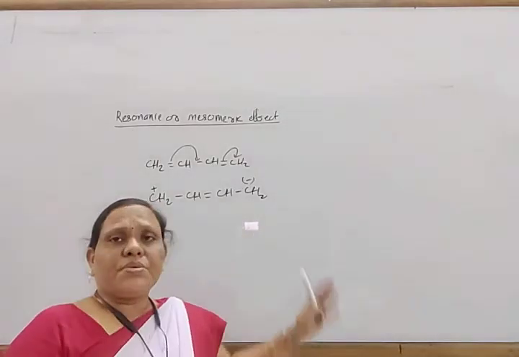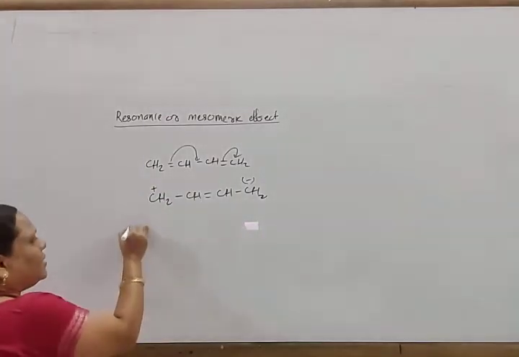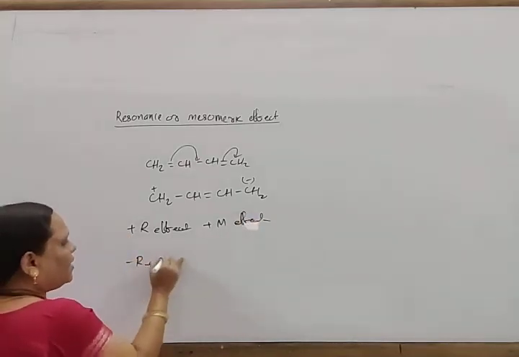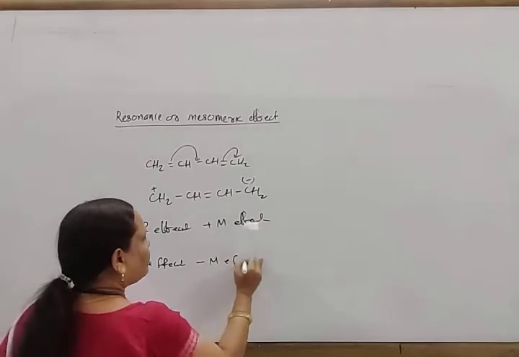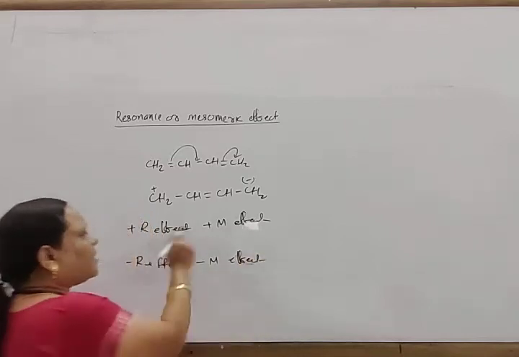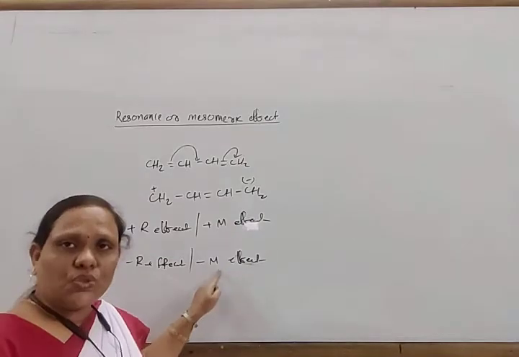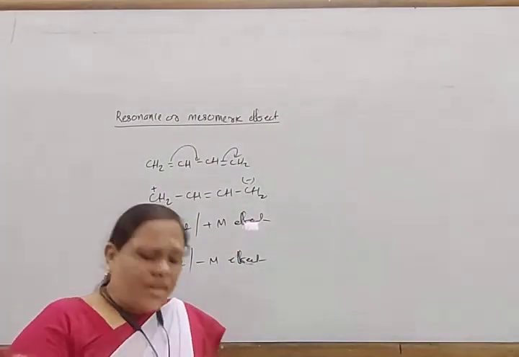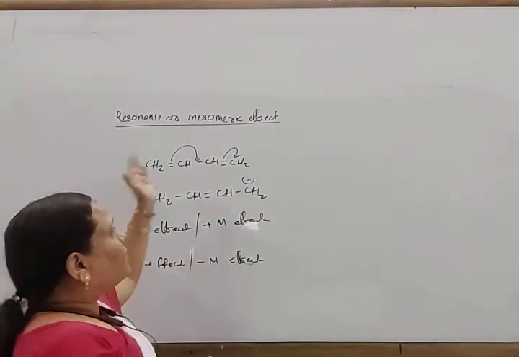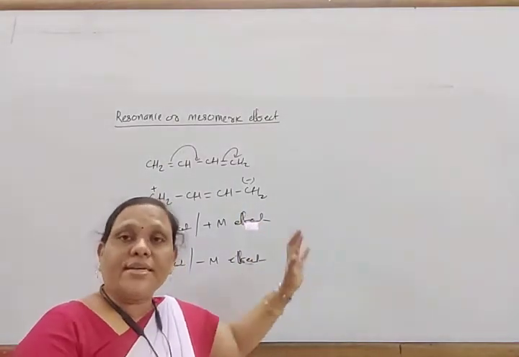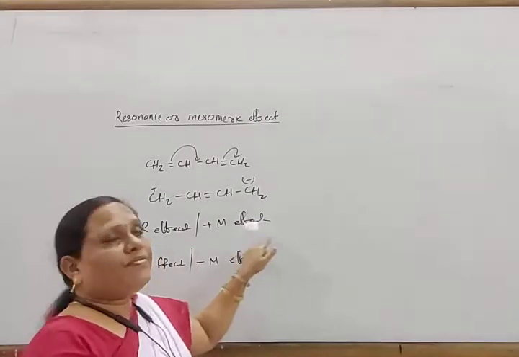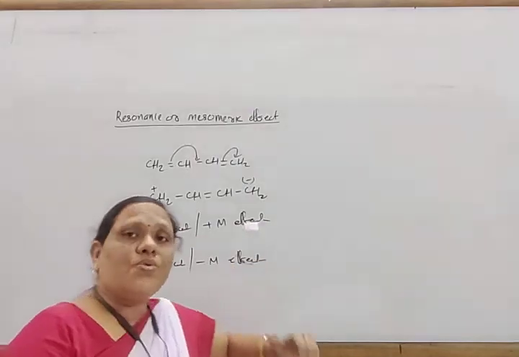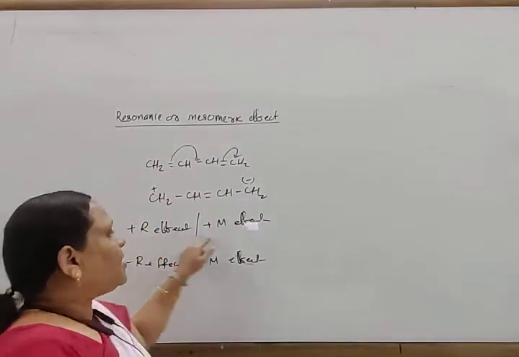This resonance effect, or mesomeric effect, is classified into two types. One is the plus R effect, also known as the plus M effect, and another is the minus R effect or minus M effect. If a group or substituent is present that gives electrons towards the conjugated system, then that effect is called the plus R effect or plus M effect. If any pi bond or lone pair gives electrons towards a conjugated system, that is the plus R or plus M effect.